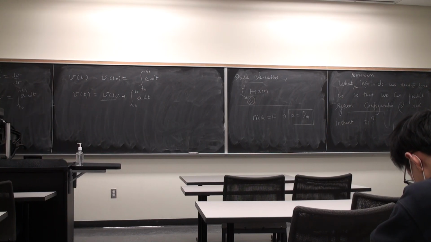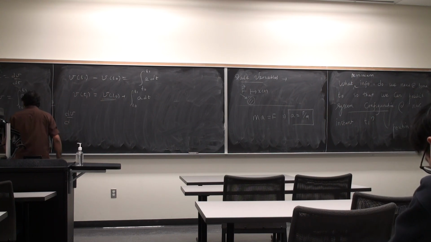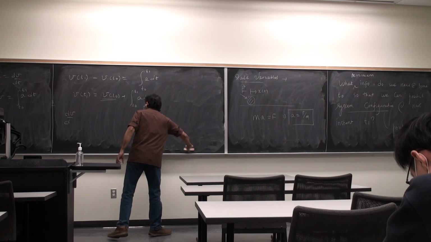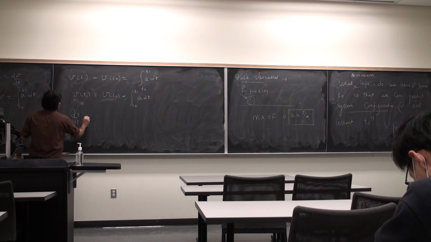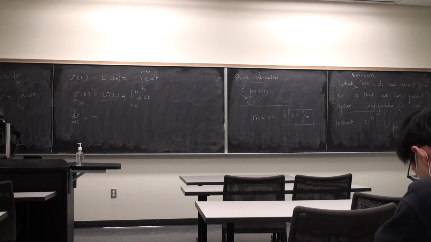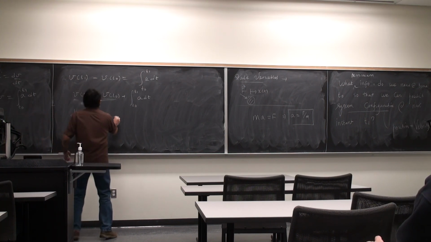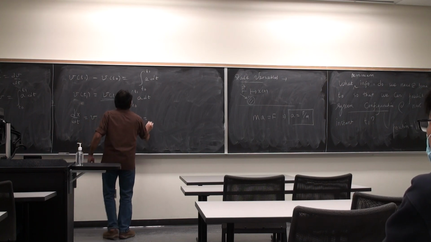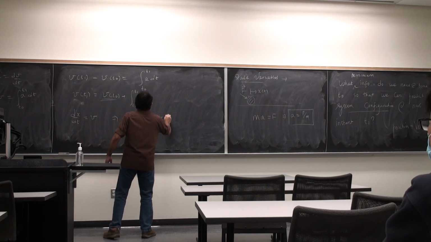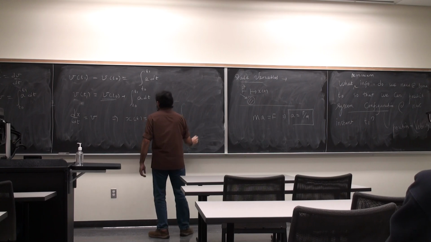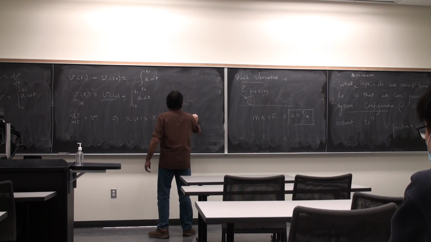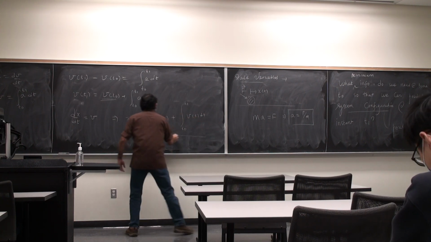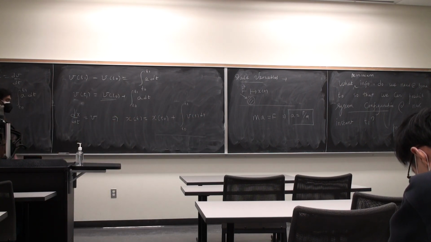I need to find the position as well, so I integrate the velocity. So dx by dt is v of t. Just integrate on both sides, do the same thing as we did here. X of t is the integral from t0 to t1 of v of t dt.